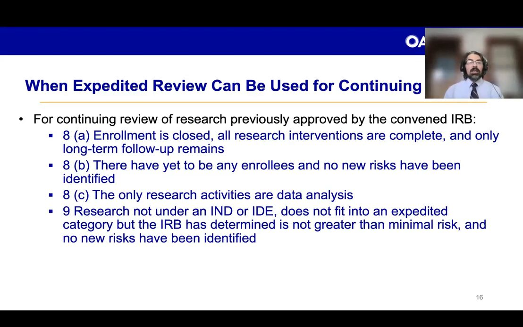So category 9 allows for research that's initially reviewed at the convened meeting to have an expedited continuing review if the research is not conducted under an investigational new drug application or an investigational device exemption. So categories 2 through 8 do not apply, but the IRB has determined and documented at a convened meeting that the research involves no greater than minimal risk and no additional risks have been identified.